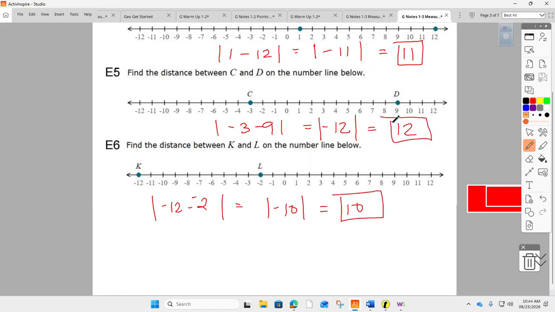Sophia? So it's minus negative 2, right? Because this is a negative 12, and this is a negative 2. So if you subtract the negative, it's a positive, right? So do it on your calculator to double check that mistake, because that's a very common mistake.